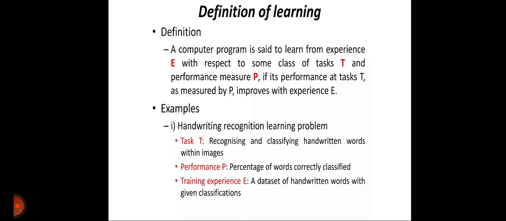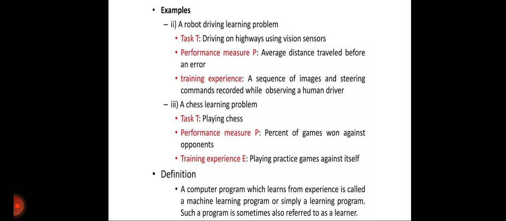But we can recognize, okay, they have written this word like that. If it is correctly predicted, the performance is improved. What is the task in that? Recognizing and classifying the handwritten words. Okay, this is another example, robot driving system.